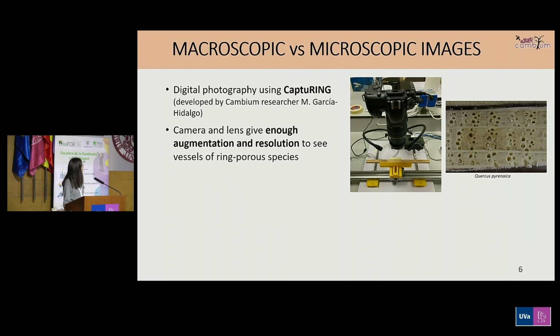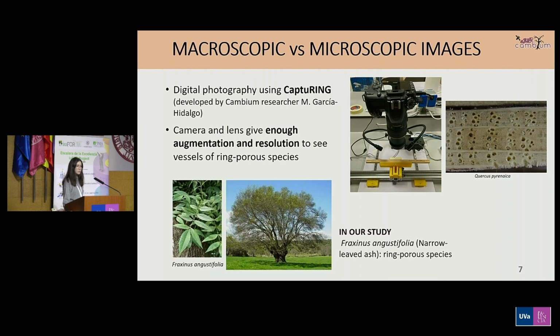We take pictures of tree cores using a device called Capturing that can take automatic photographs of cores using a camera mounted on a rack, as you can see there. Then we obtain pictures, depending on the camera and lens used, that can have enough magnification and resolution to see the vessels of ring porous species, as you can see there on the right. For our study, we use the species Fraxinus angustifolia, the narrow-leaved ash, which is a ring porous species.